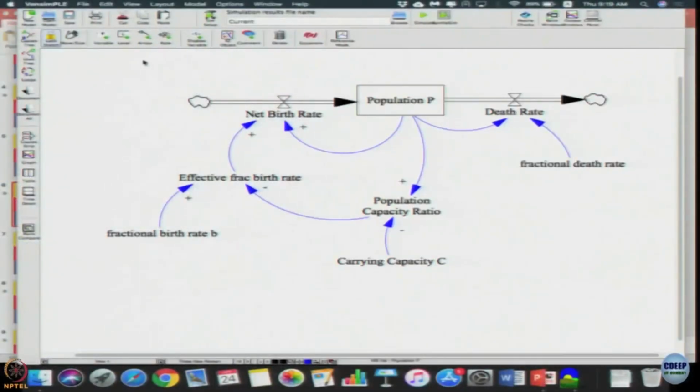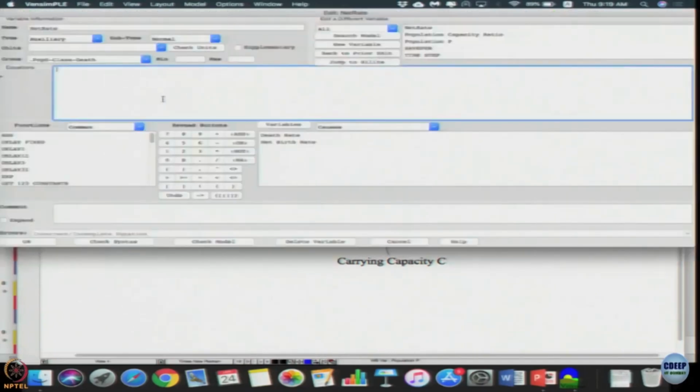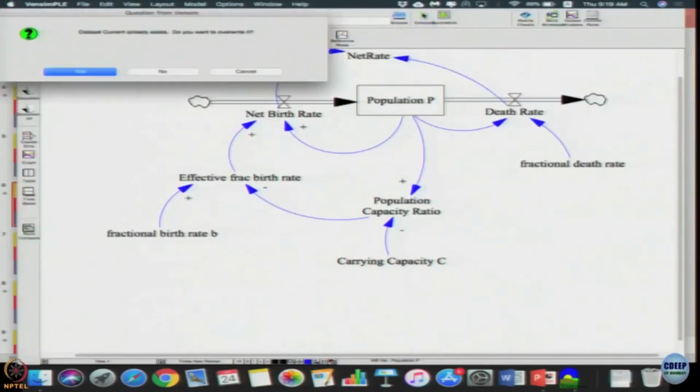So, to model the net rate, we can just introduce a new variable called net rate, connect your birth rate and death rate to this net rate, click equation, click net rate, click births minus deaths, so it's a net rate. Let us again simulate.